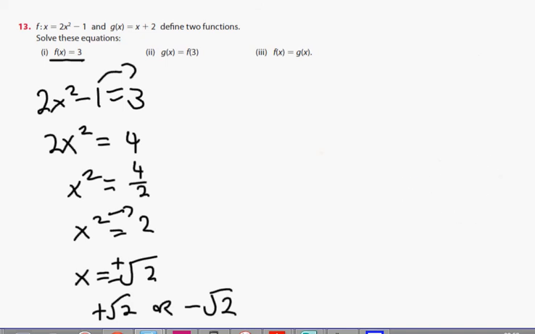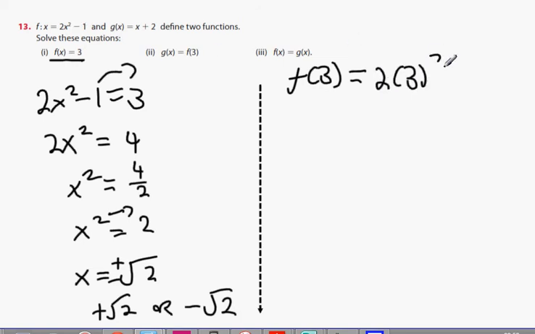G of x equals f of 3. What do we need to find first? F of 3. How do you find f of 3, guys? How do you find f of 3? Two times 3 squared minus 1 into the calculator. You get 17. Now you know this is 17.